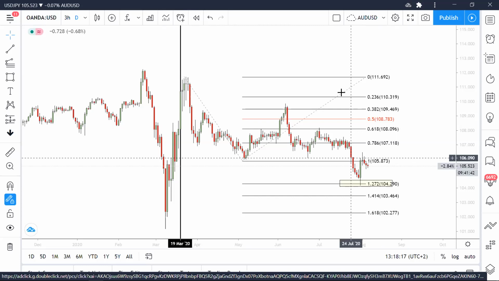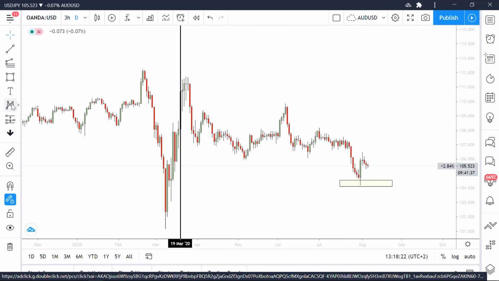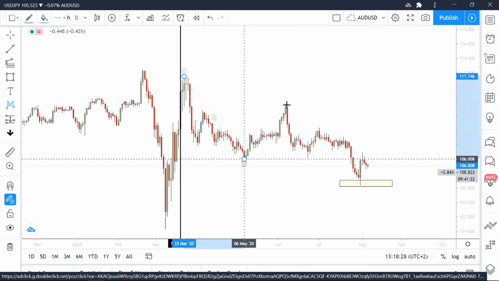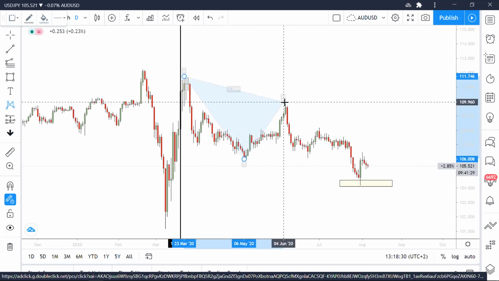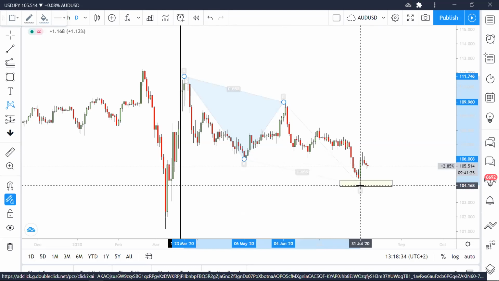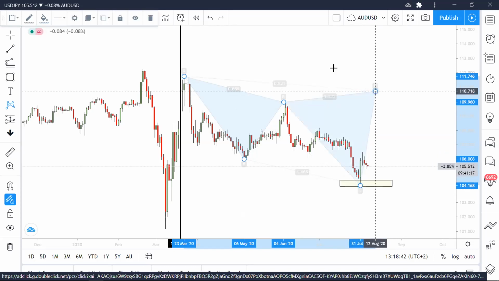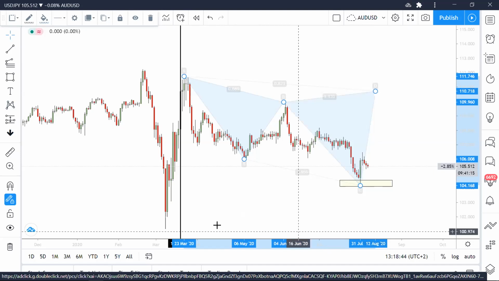Now, if I just draw this in much more detail, I'll just take this tool here. So we have point X, we have point A, then you have this point B. Then as you see, we have point C that actually did go to 1.272 for the extension. And then we're looking for point D somewhere here at the top, right? So we are assuming that this is actually going to be a cipher pattern.